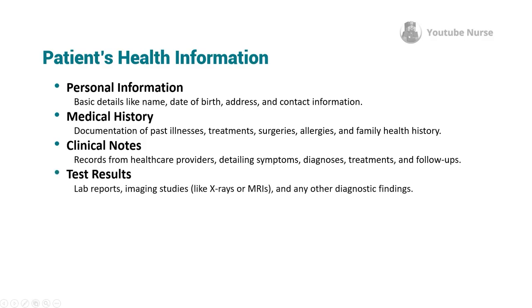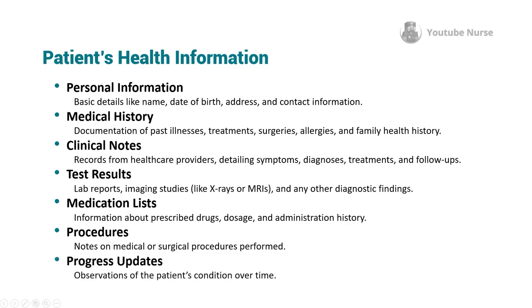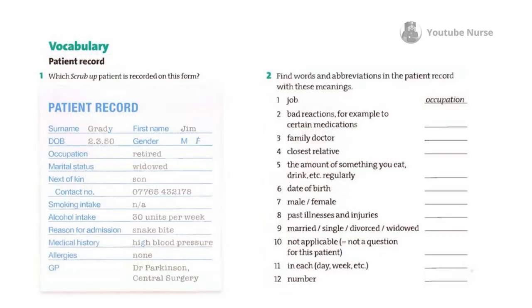4. Test results, lab reports, imaging studies like X-rays or MRIs, and any other diagnostic findings. 5. Medication lists, information about prescribed drugs, dosage, and administration history. 6. Procedures. Notes on medical or surgical procedures performed. 7. Progress updates, observations of the patient's condition over time. Patient records are essential for providing accurate and continuous health care. They help medical professionals make informed decisions, track progress, and coordinate care across different specialties. Modern systems often store these records electronically for easy access and improved efficiency.